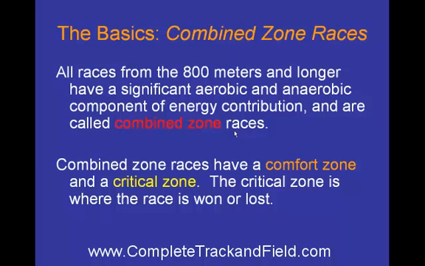Now, what are the basics? Well, if we examine endurance races, and we're talking about track endurance races here, we'll talk about the 800 meters slightly. We'll talk about, as a comparison, the mile, and then we'll also talk about what is needed to run 5K, or if you're a collegiate coach watching this, even some things with the 8K or 10K cross-country course. But we call these sorts of races from the 800 meters on up combined zone races.